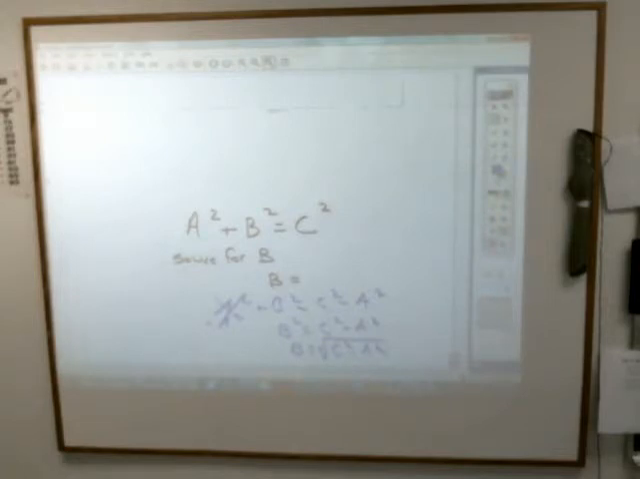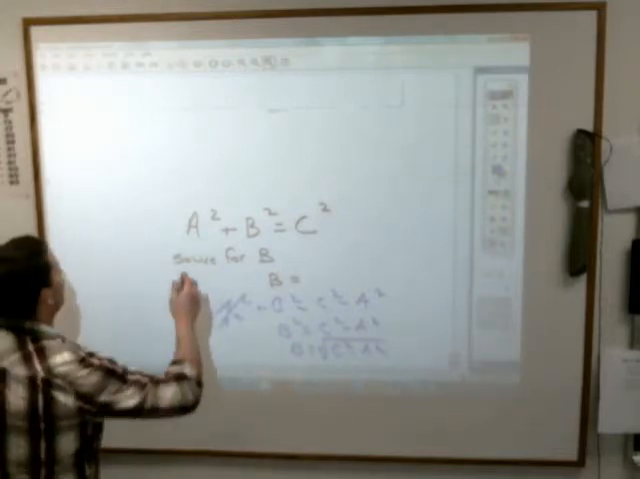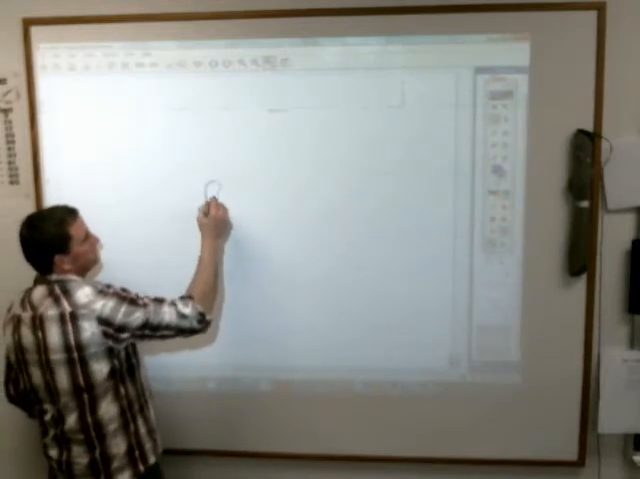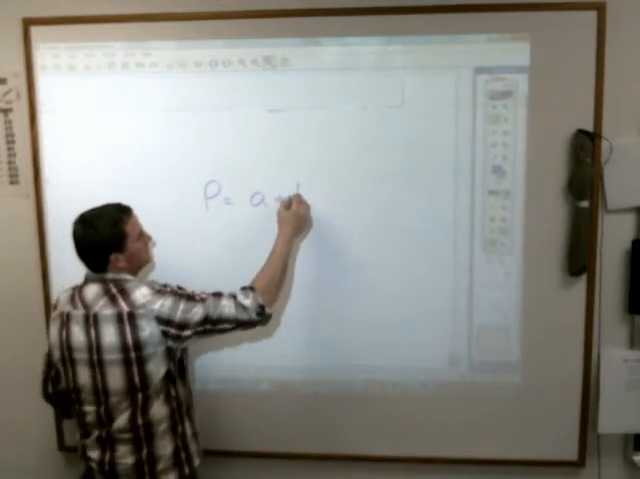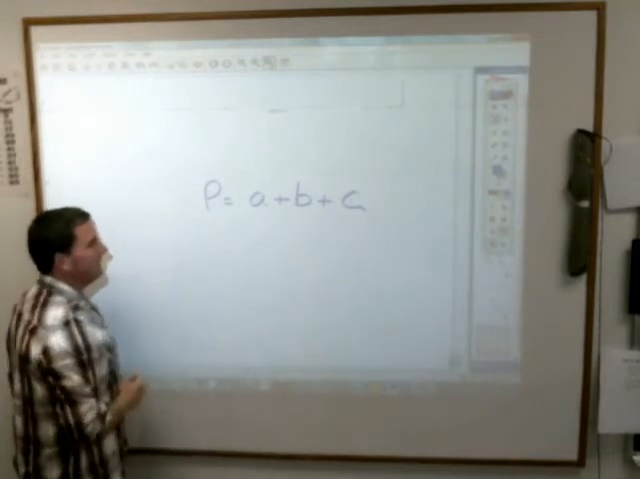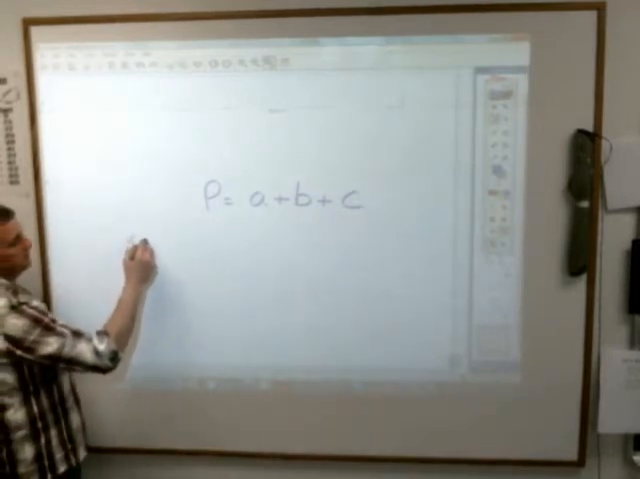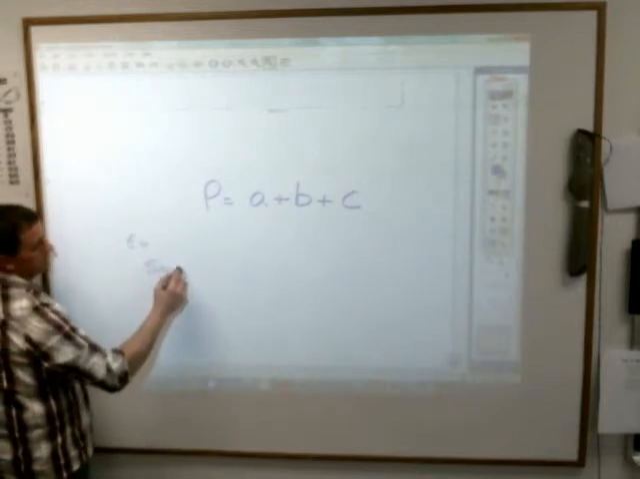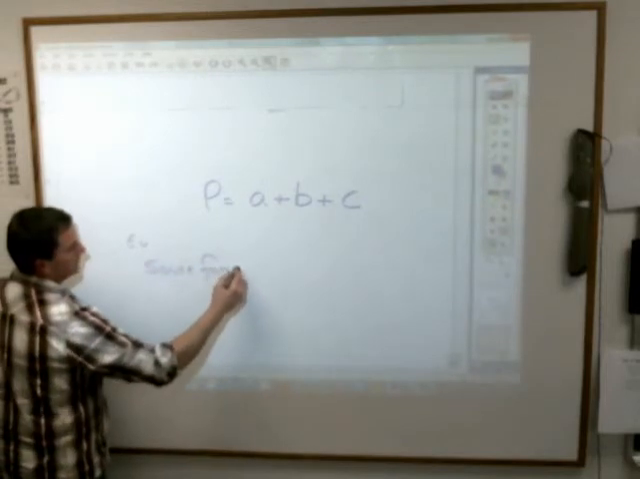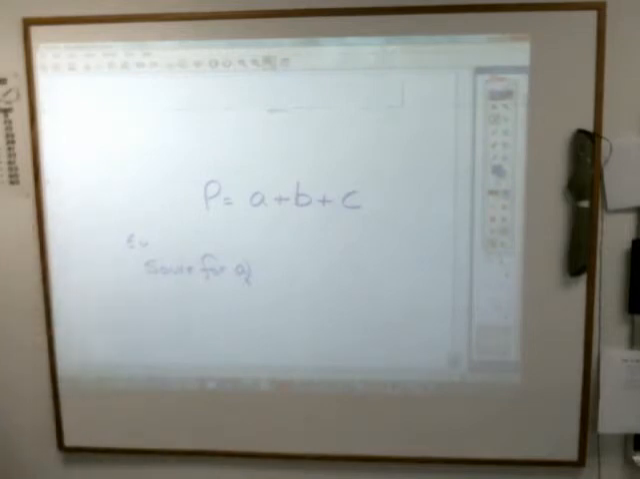All right, how about one more? Perimeter P equals side A plus B plus C. If I gave you that and asked you to solve for the letter A, solve for A. This one really couldn't get too much easier.